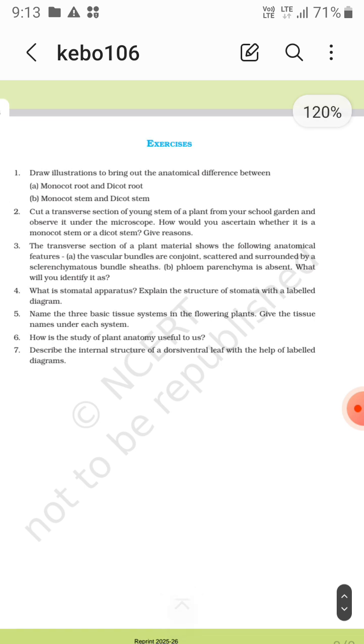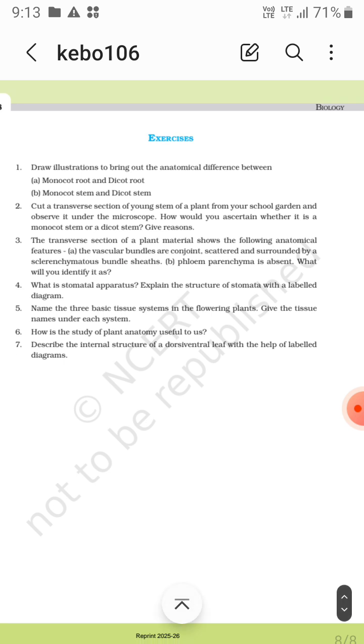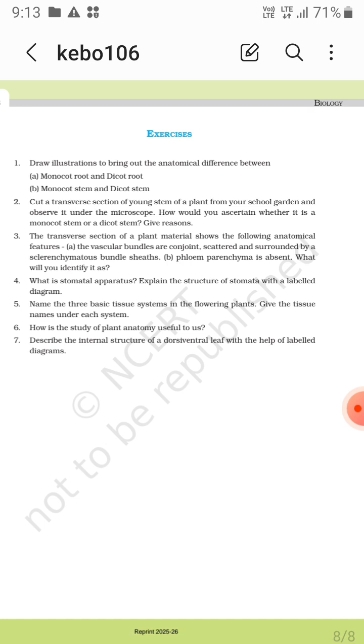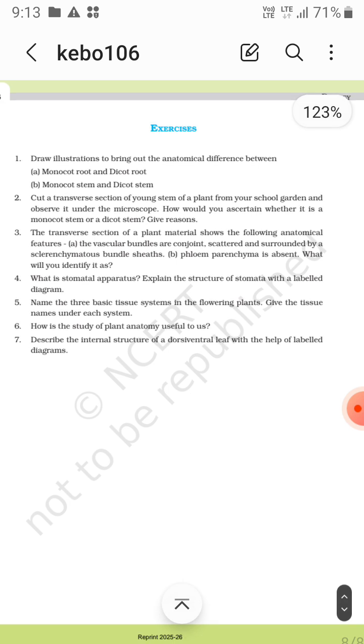Now the third question: the transverse section of a plant material shows the following anatomical features. The vascular bundles are conjoined, scattered, and surrounded by sclerenchymatous bundle sheath. The phloem parenchyma is absent. So what will you identify it as? We are talking about the monocot stem, right?